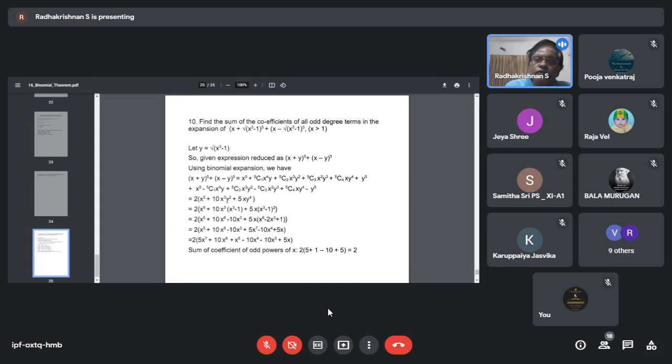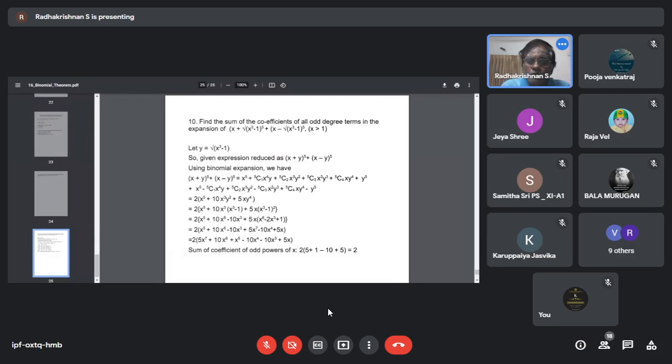Now we substitute y equal to root of x cube minus 1. So luckily we have y square and y to the power of 4, so the root will go away. It becomes x cube minus 1, and x cube minus 1 whole square. Now if we expand this, finally it comes like 2 into 5x to the power of 7 plus 10x to the power of 6 plus x to the power of 5 minus 10x to the power of 4.